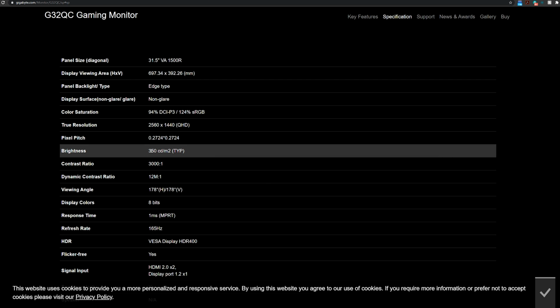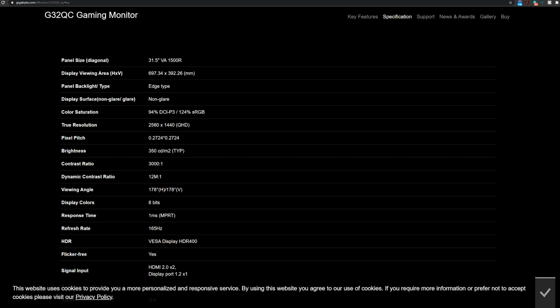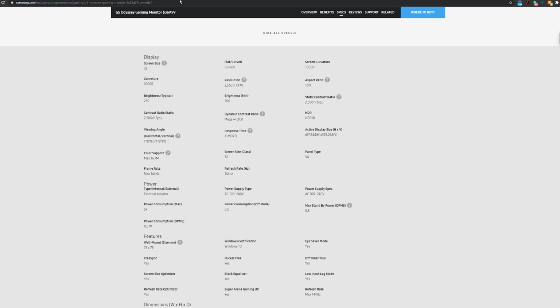Hopping back over here, brightness 350, so it will get a little bit brighter. That's kind of reinforced with the contrast ratio, 3000 to 1 on the Gigabyte versus the 2500 to 1 for the static contrast ratio here, right? So colors are going to look a little bit better on the Gigabyte because of that.